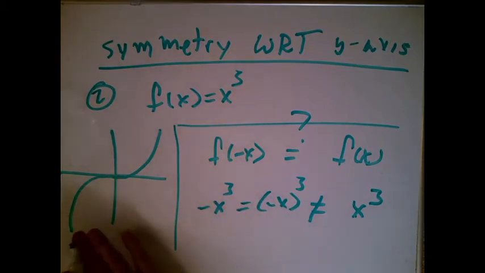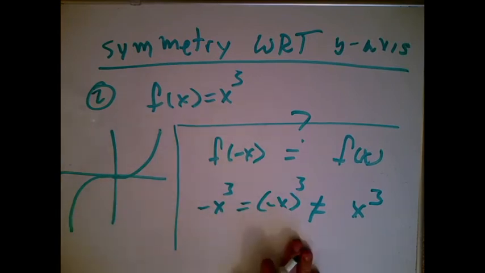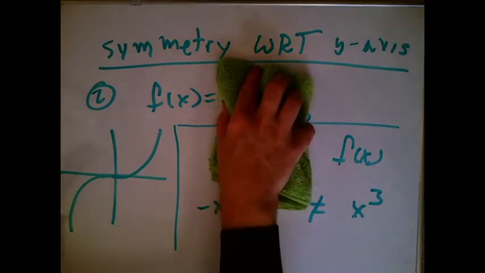So that's symmetry with respect to the y-axis. Graphically, it's real easy. You fold it over. Algebraically, it's easy to check. You just plug in minus x for x. If you get the same answer, it's symmetric with respect to the y-axis. If you don't get the same answer, it's not symmetric with respect to the y-axis.